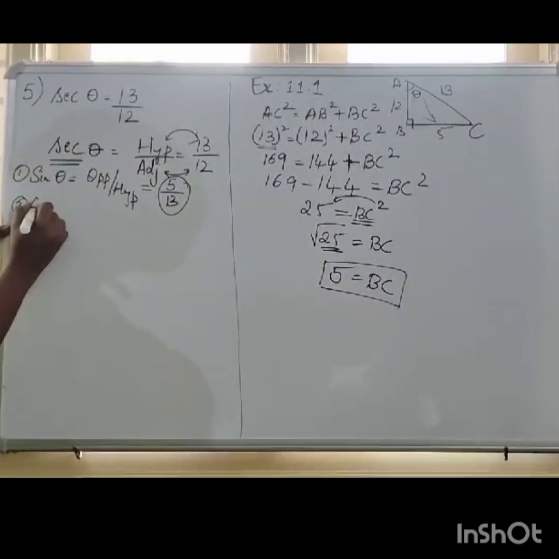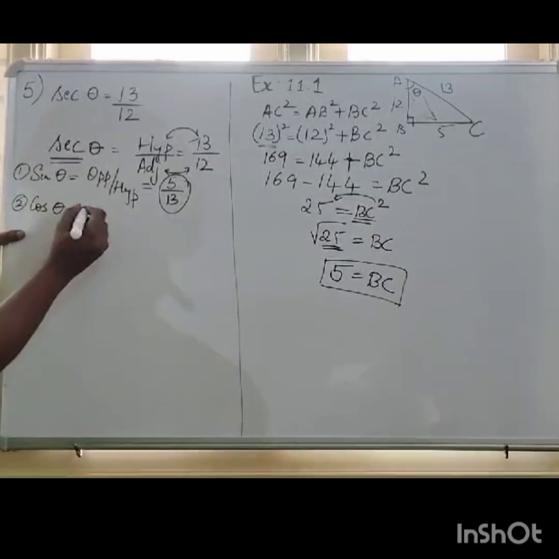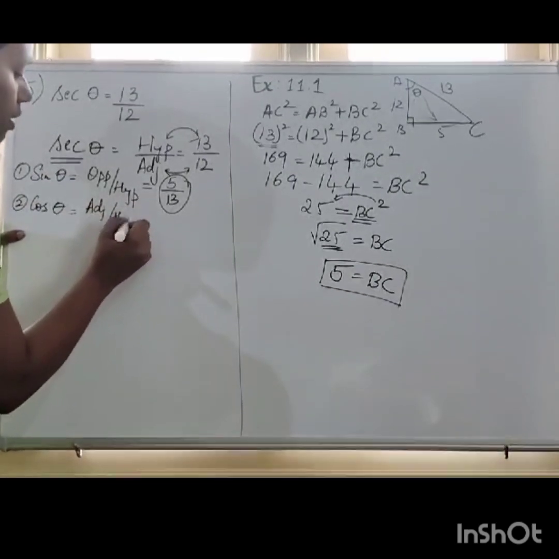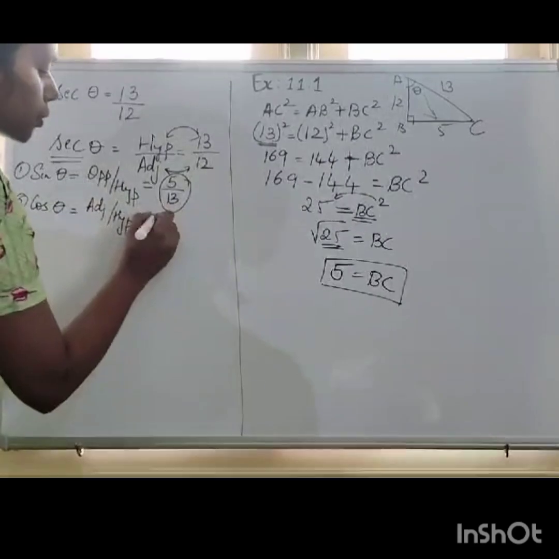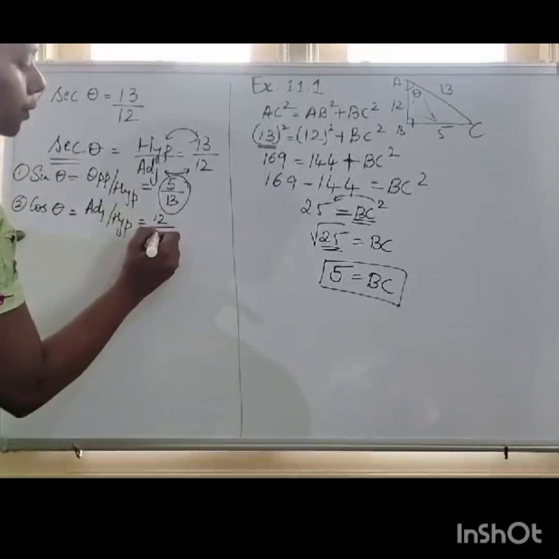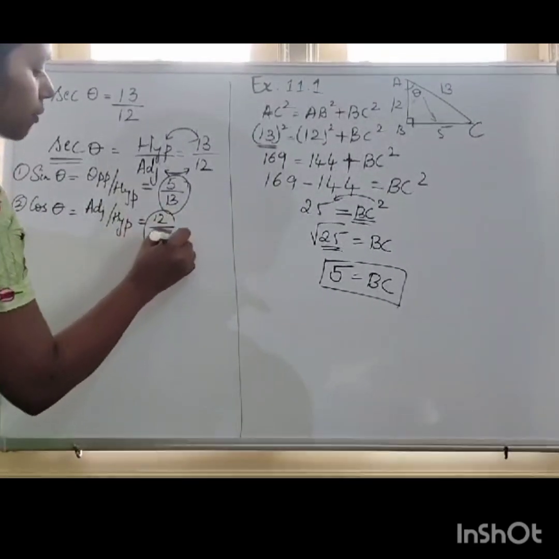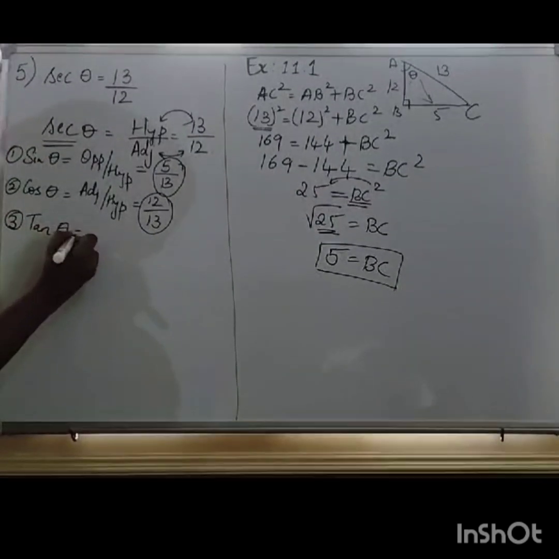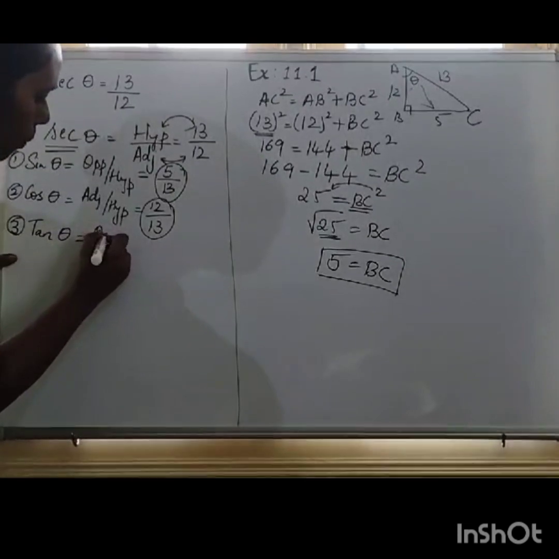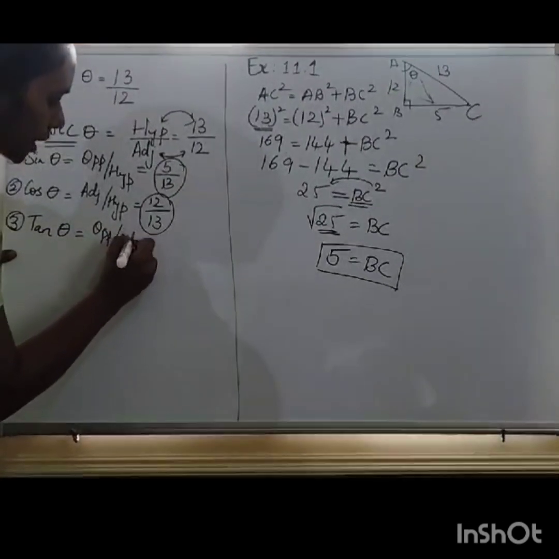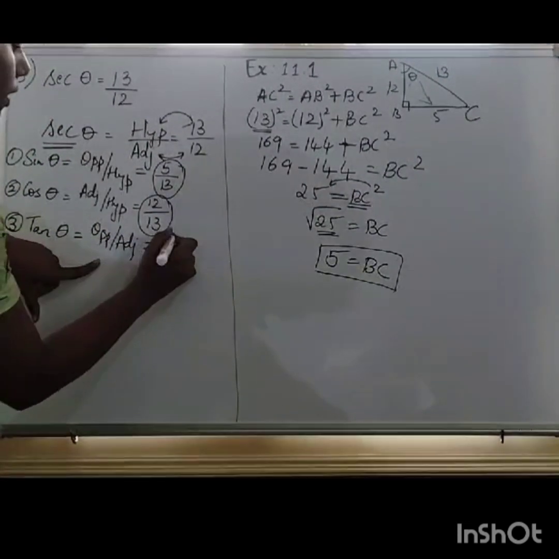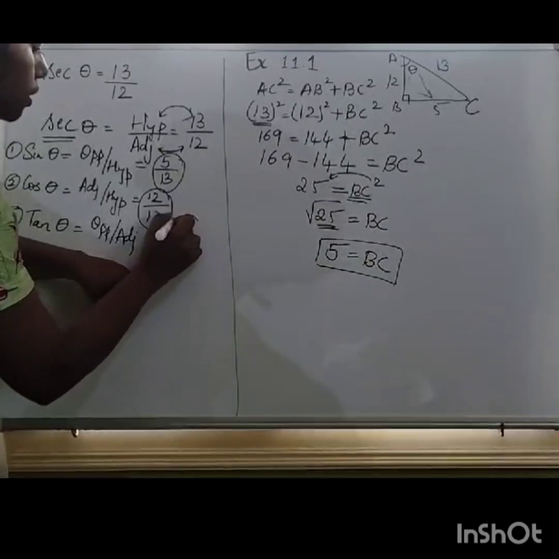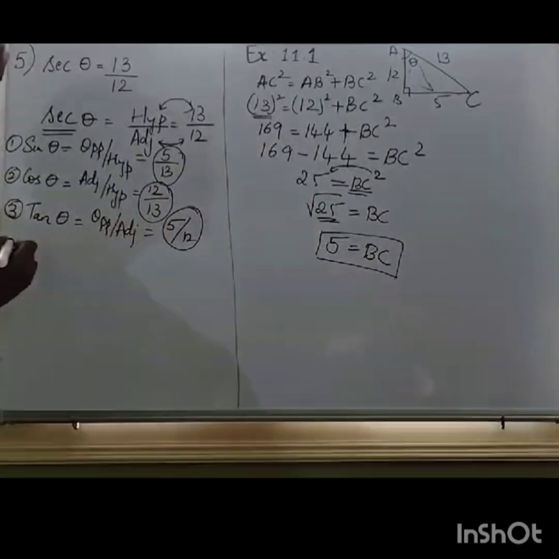Next, cos theta. The ratio for cos theta is adjacent by hypotenuse. Adjacent value is 12 divided by hypotenuse 13. Let us move on to the third one, tan theta. For tan theta, the ratio is opposite by adjacent. Opposite is 5 centimeter and adjacent is 12 centimeter. So our tan theta value will be 5 by 12.